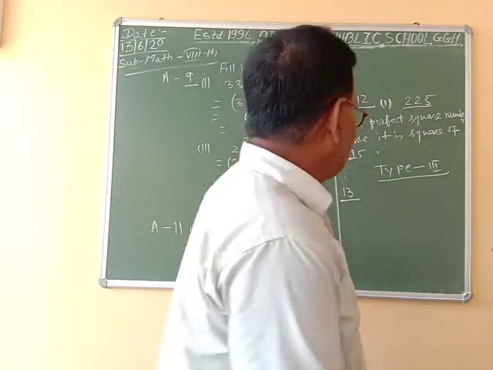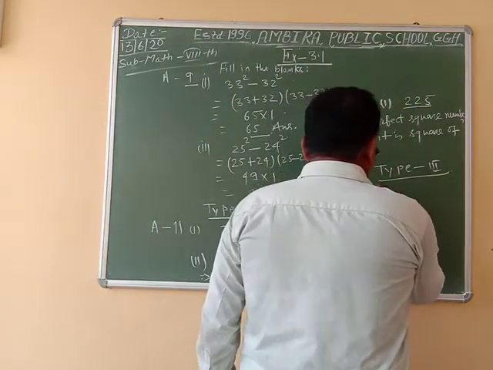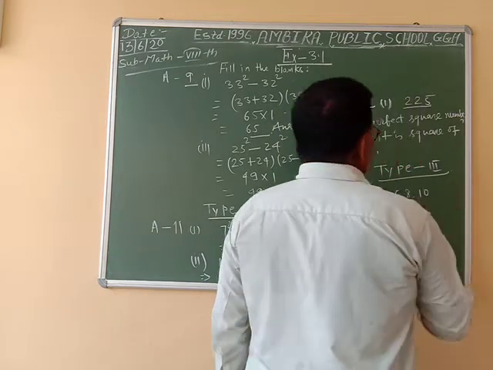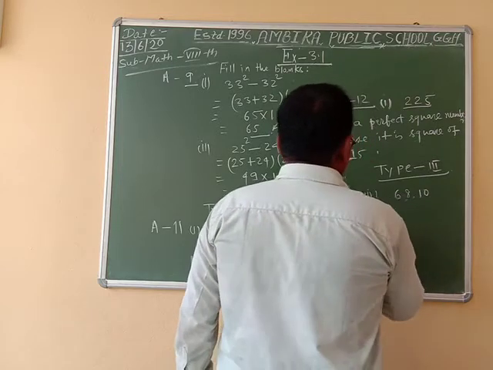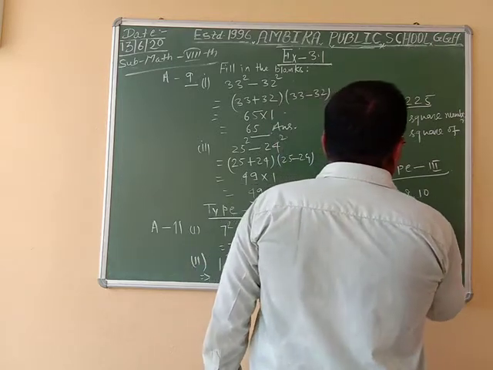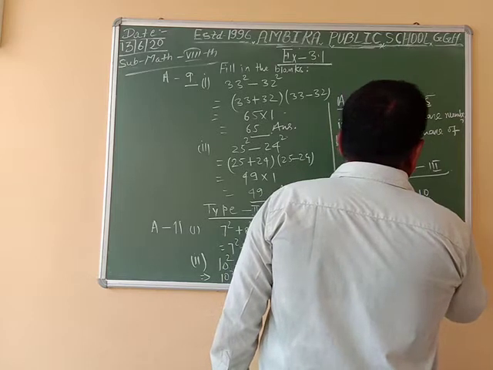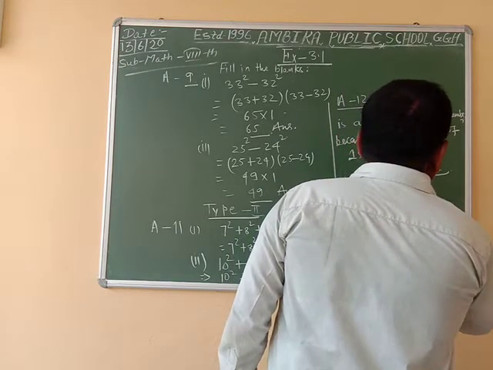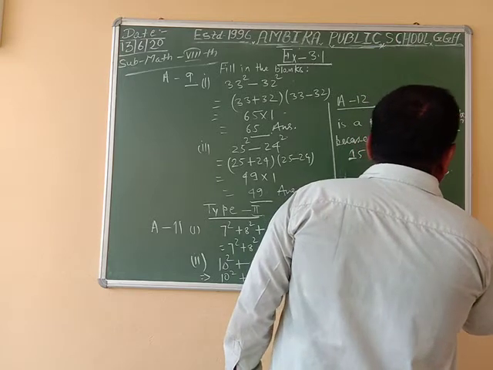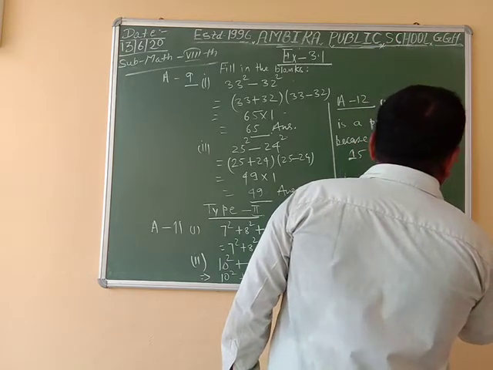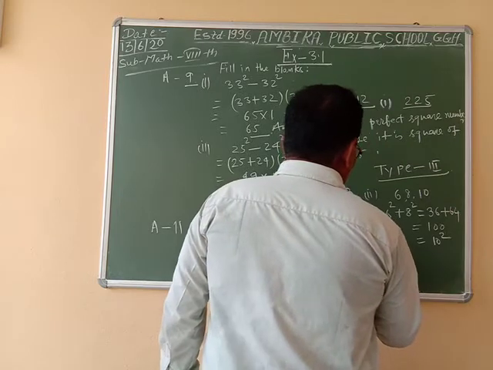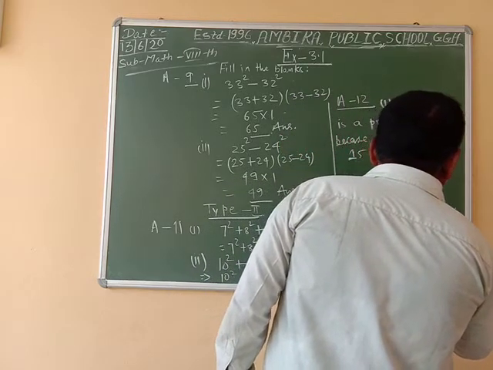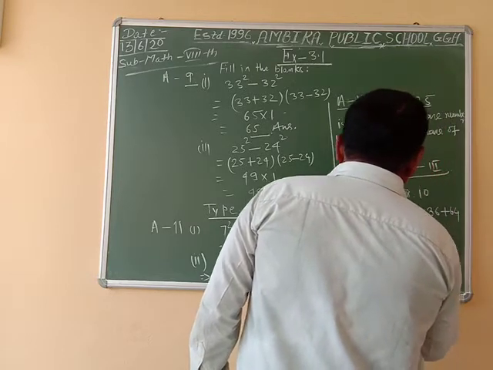Here 6, 8, 10. Here 6 square plus 8 square is equal to 36 plus 64, which is equal to 100, which is equal to 10 square. Hence 6, 8, 10 is a Pythagorean triplet.